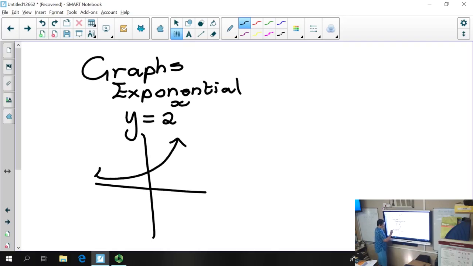We must always put arrows there, label our axis, and where will it cut here? But they were all, y is equal to 3 to the power of x, y is equal to 4 to the power of x. They all cut at the same place. What?